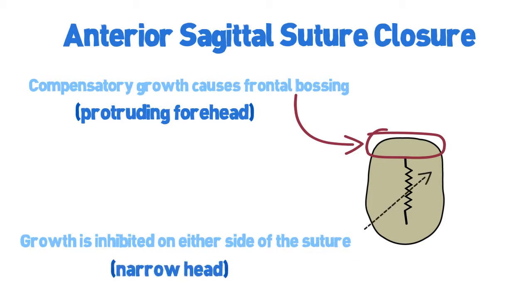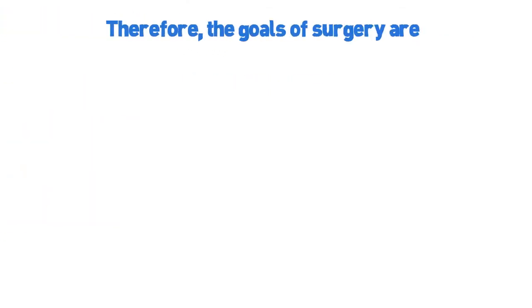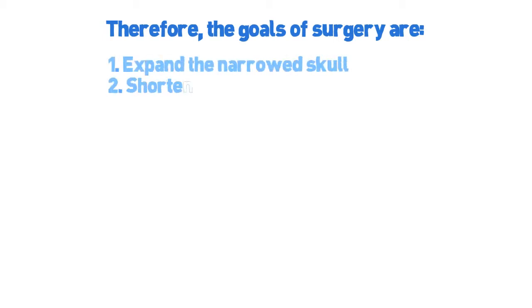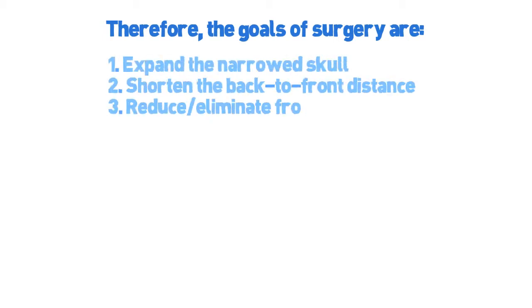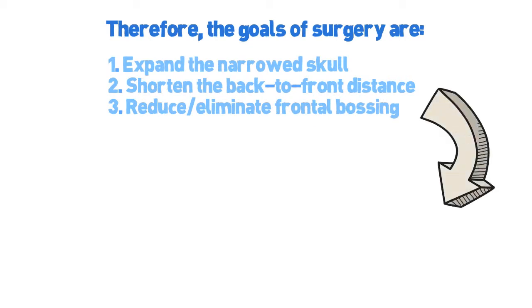Based on this, the goals of surgical treatment are to, first, expand the narrow skull. Second, shorten the back to front distance of the head. And third, to eliminate the frontal bossing in the forehead region.